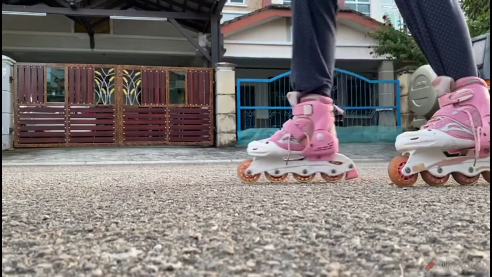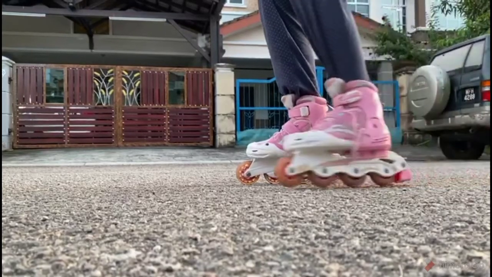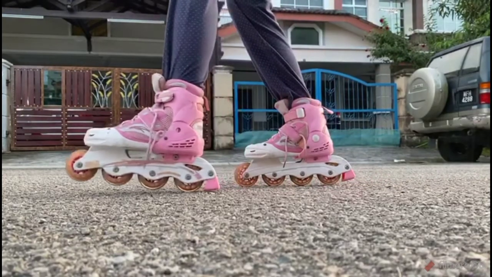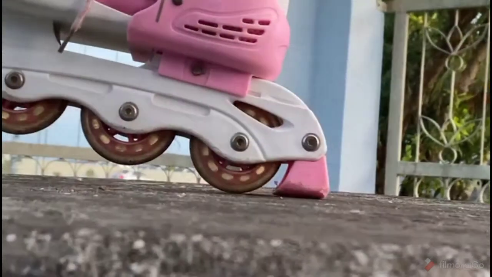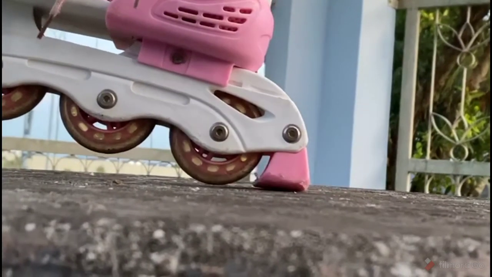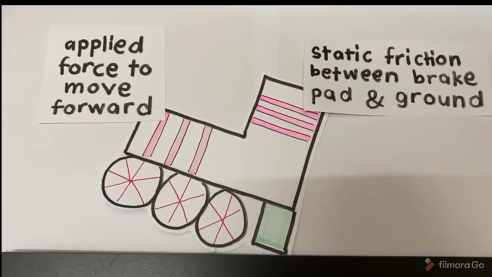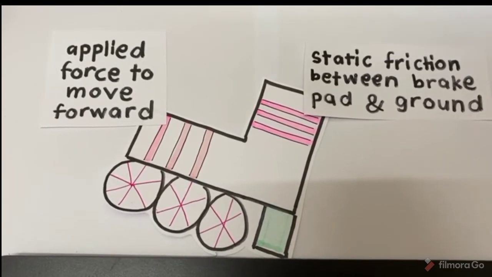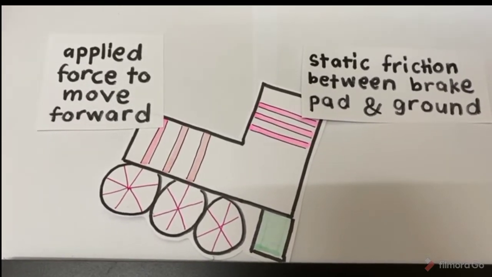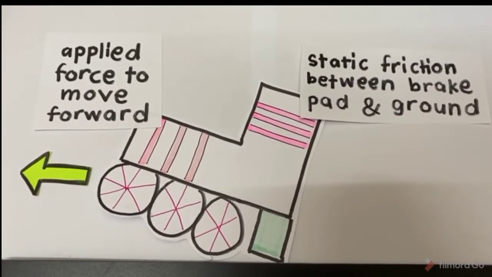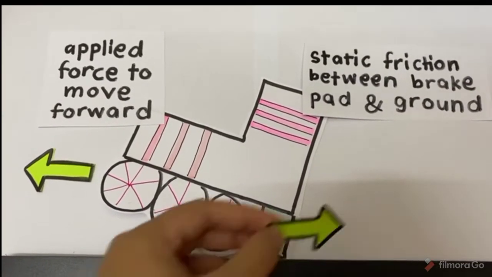The two surfaces experience kinetic friction as opposed to static friction, which is with the ground. The force of sliding friction is opposite to the direction of motion. Since there is additional friction at the heel of the rollerblades to make it stop, the direction of applied force to move forward is to the left, while the friction between the brake pad and the ground is to the right.